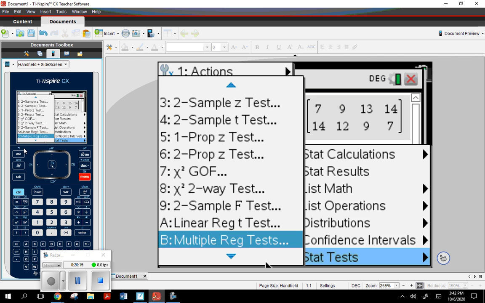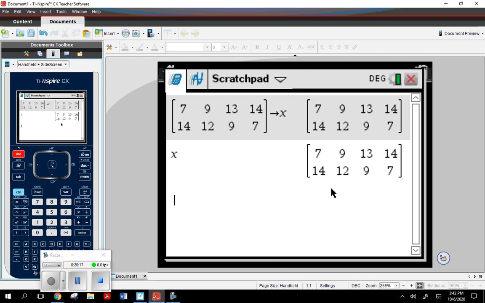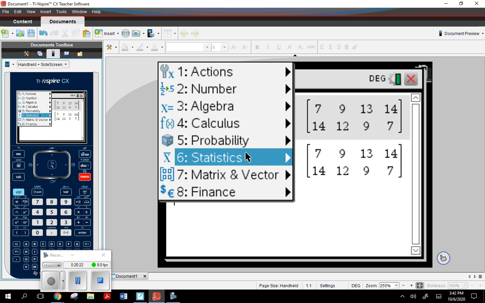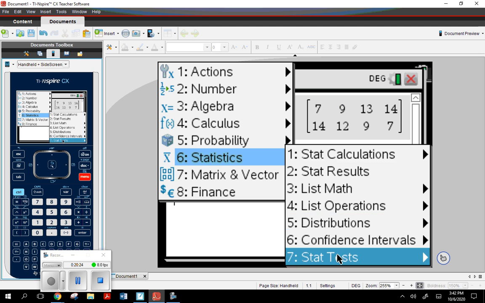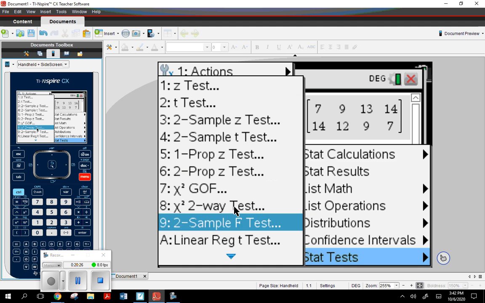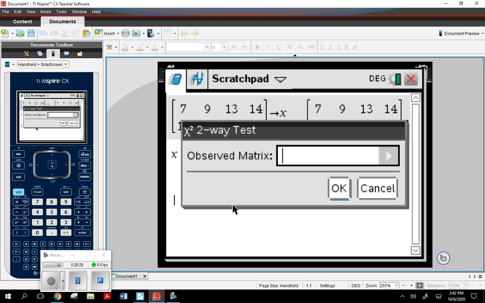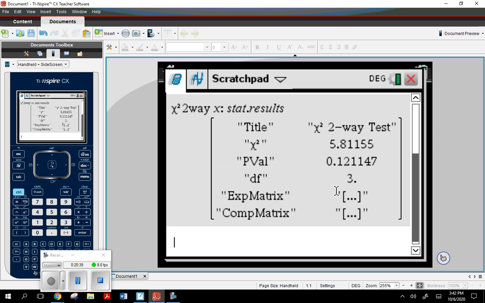Okay, so let me get back out of here again. Once you have your matrix data in the calculator, I went to Menu, Statistics. We're going to go to Stat Tests, chi-squared two-way test. It's going to ask what matrix you want to use as your data. This is where I'm going to type in X, or whatever you chose to name it. Then I click OK. And here we go. Here's my chi-squared value. There's the p-value. It even tells me the degrees of freedom, right?